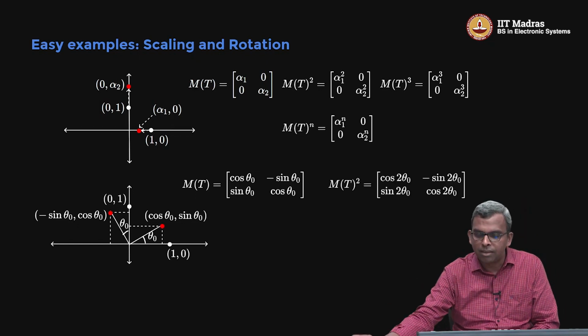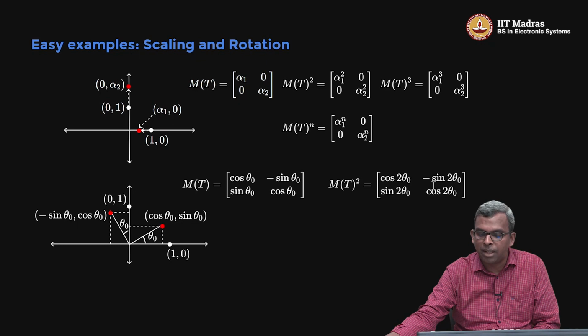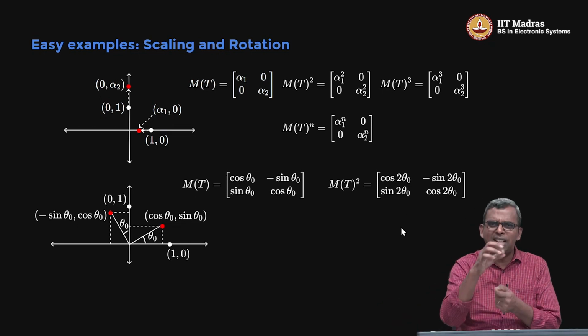What is that matrix? It has to be cos 2 theta naught, minus sin 2 theta naught, sin 2 theta naught, cos 2 theta naught. Okay, I will leave this as an exercise to you. You use the trigonometry knowledge you picked up from your previous math courses to show that m of t into m of t, that is m of t squared, will actually be this. You will have to use your formula here. Cos 2 theta is cos squared theta minus sin squared theta, sin 2 theta is 2 sin theta cos theta. You use that and you will get this. It is easy enough to show. Okay, but even pictorially it is very easy.